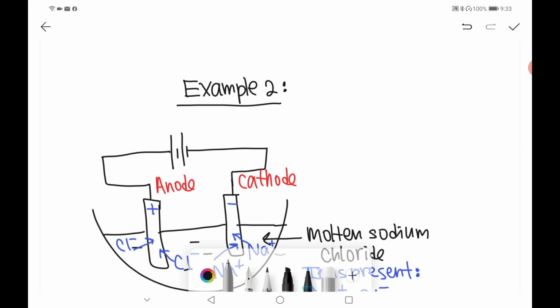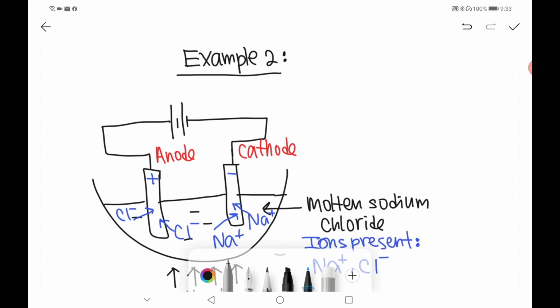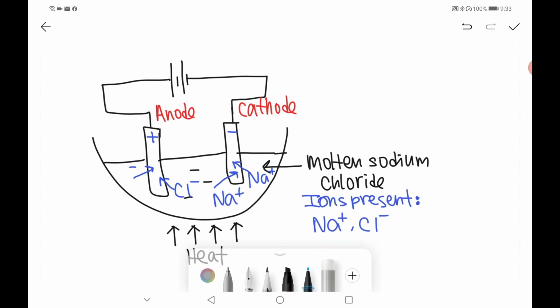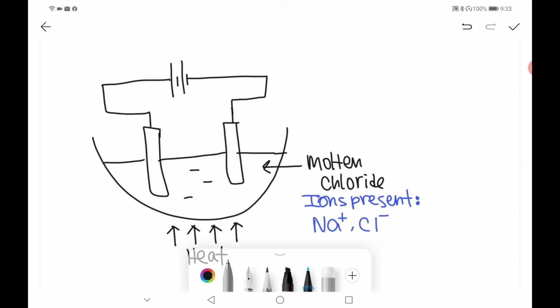For example number 2, I will change the electrolyte. Now I don't use molten sodium chloride. Let me use another one. Maybe I use molten lead(II) bromide. Molten lead(II) bromide.